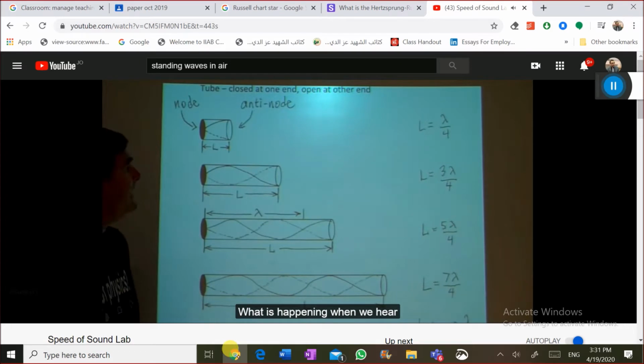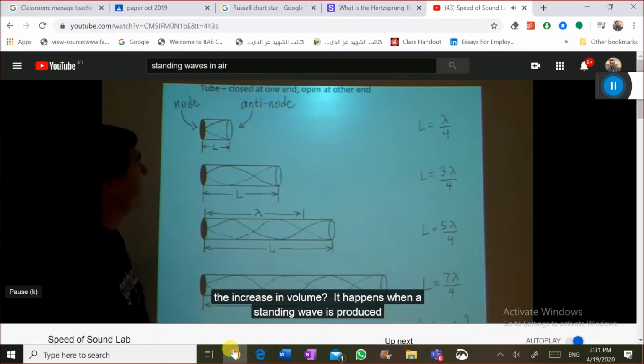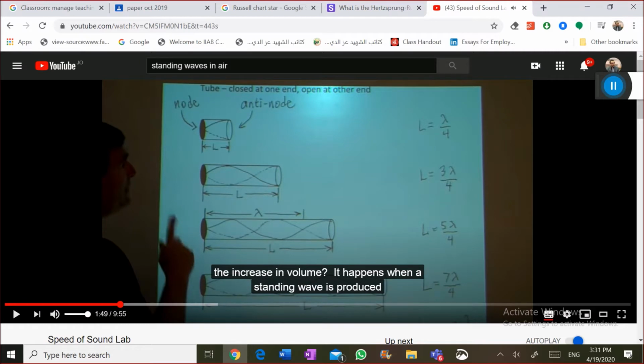What is happening when we hear the increase in volume? Guys, at this length of the tube, what does this mean? Listen. When I hear a louder sound, this means that a standing wave or standing waves are formed in this length of air inside the tube.